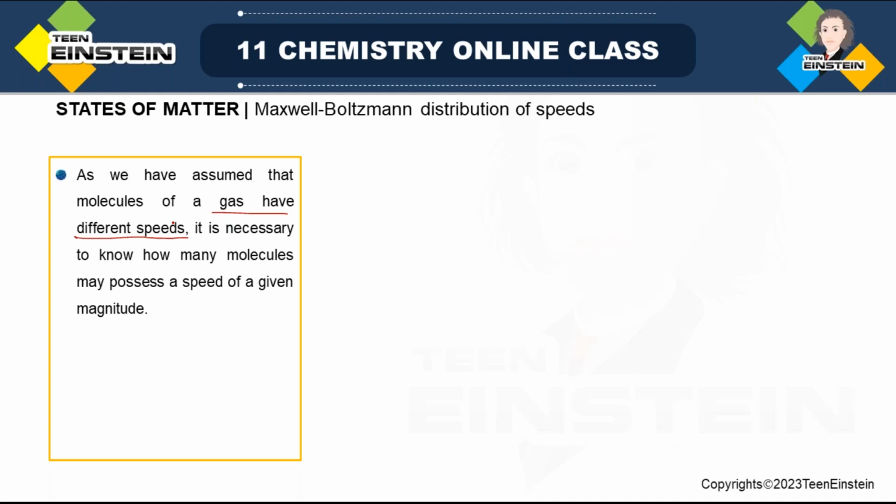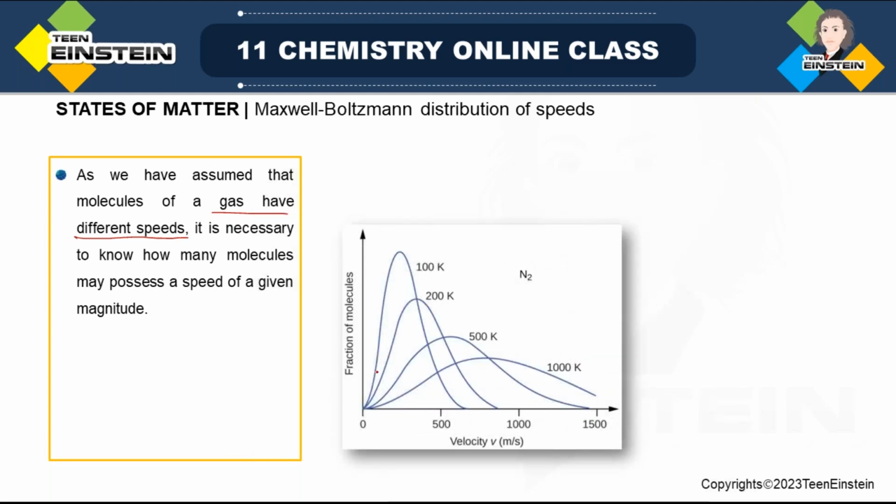So here in the graph that you will see, on the y-axis there will be the fraction of molecules. See here what is mentioned, fraction of molecules. If I am saying 0.3, that means 3 by 10, so out of 10, 3 molecules will have this speed. As we are increasing the scale, the fraction of molecules out of the total number of molecules will also increase. And on the x-axis we have velocity.